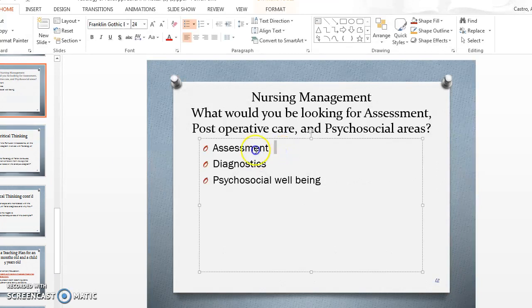So there's some stuff that you can think about just as far as your assessment pieces. So assessment-wise, obviously with the baby, we can't really talk to them. I mean, we can talk to them, but they can't give us back useful information about their symptoms.